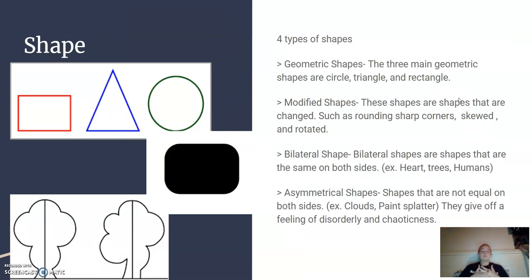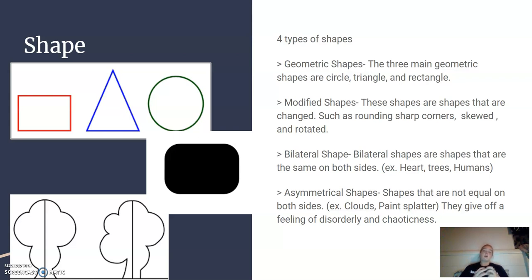Our next element is shapes. Now there are 4 different types of shapes. There's geometric shapes, modified shapes, bilateral shapes, and asymmetrical shapes. So basically geometric shapes are the 3 main shapes that we all know: circle, triangle, and rectangle. Those are the most common geometric shapes of any sort.